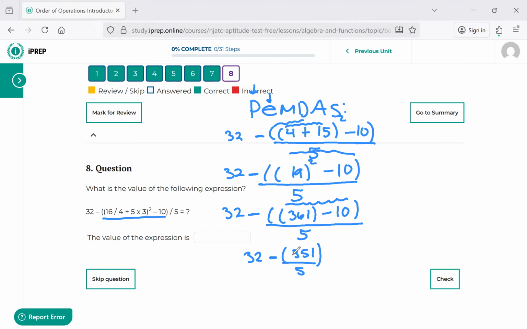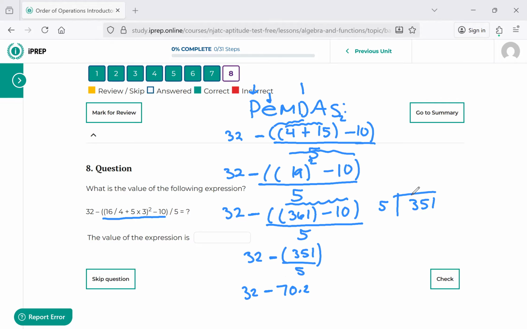And then we finished the parentheses, so now we have to do PEMDAS all over again. We don't have an exponent anymore. Do we have a multiplication? No. Do we have a division? Yes. Our division is 351 divided by 5, which doesn't come out nicely. It's actually 70.2, and then you have this minus. So yeah, 351 divided by 5.